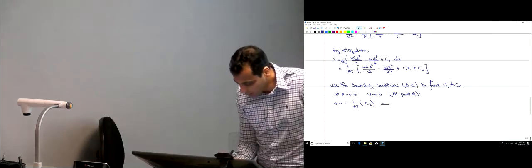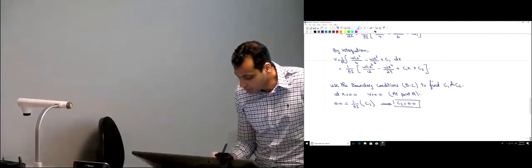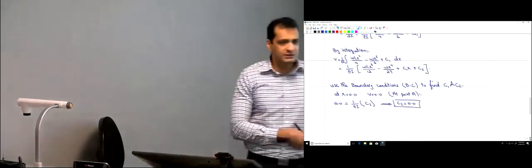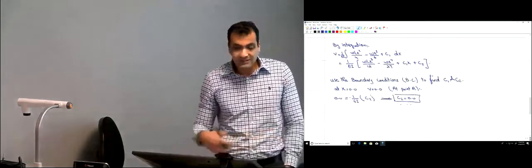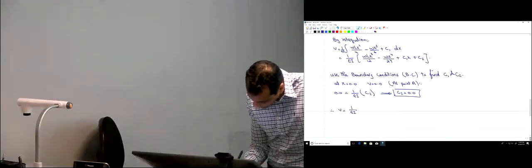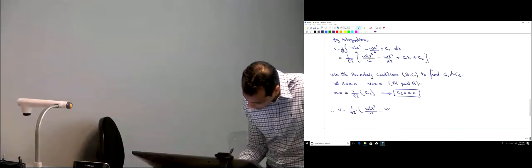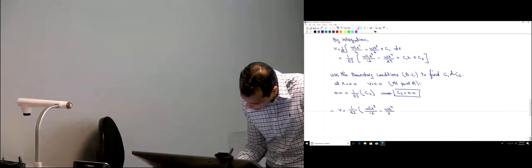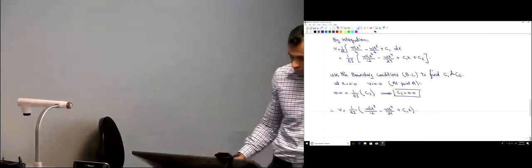So here, how much must C2 be? C2 must be 0. Otherwise, the deflection at point A is not going to be 0, right? This is the only value for C2 that satisfies my boundary condition. So now I know how much C2 is. Therefore now V is equal to 1 divided by EI times WLx cubed divided by 12 minus Wx to the power 4 divided by 24 plus C1x. There is no C2. Okay?